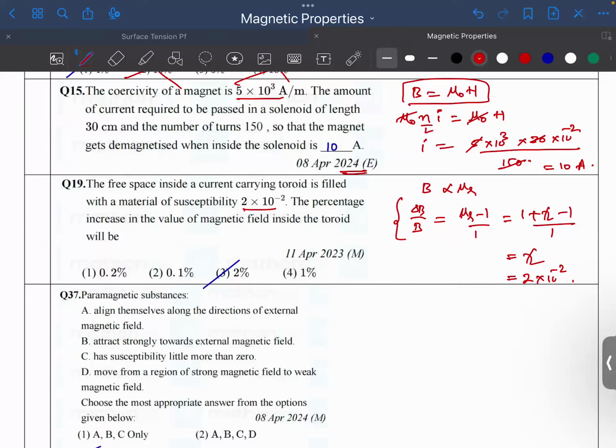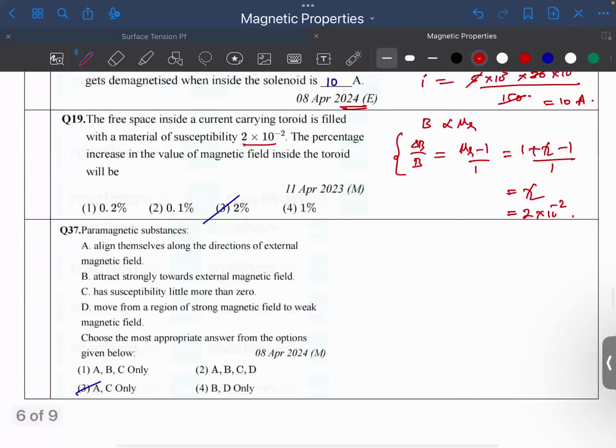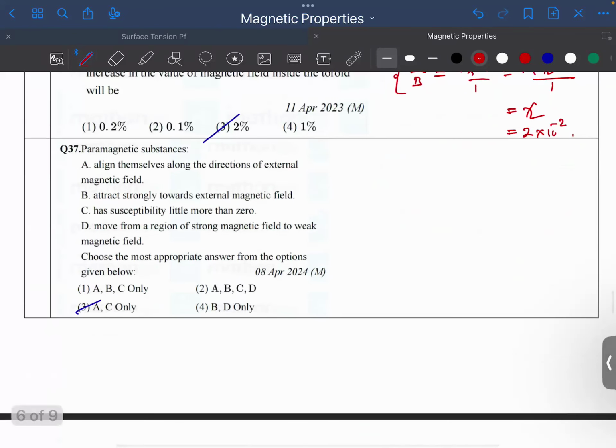19th question. Any doubts? A paramagnetic substance aligns itself along the direction of the external magnetic field, not opposite. Next, attract strongly. Wrong. Has a susceptibility slightly more than 0. Correct. Move from a region of stronger field to weaker field. Wrong, that is diamagnetic. Only 2 correct options.